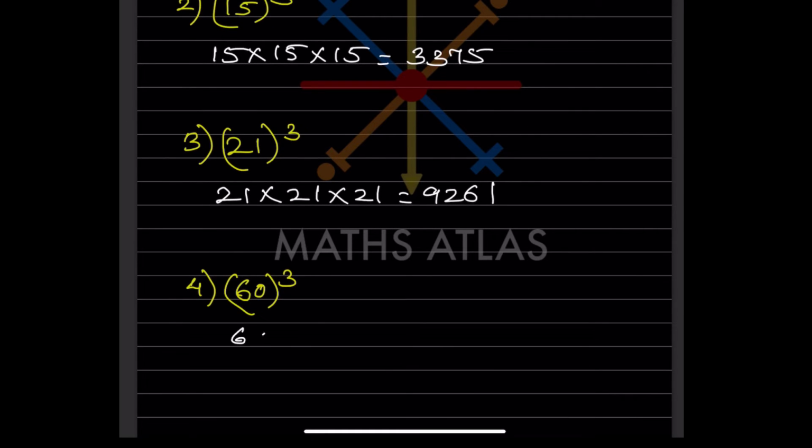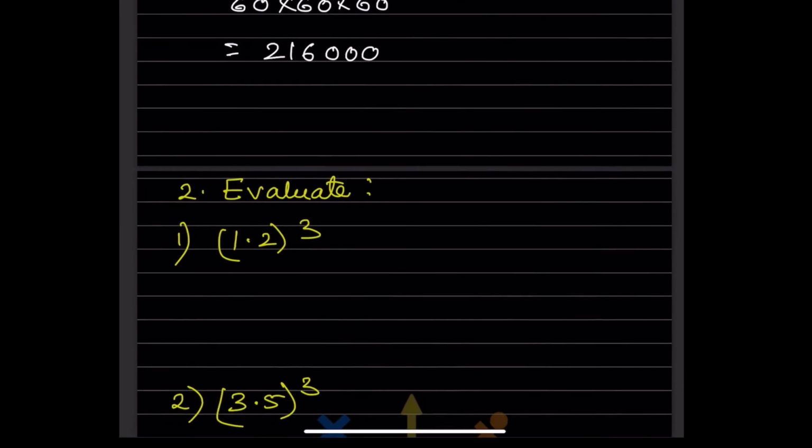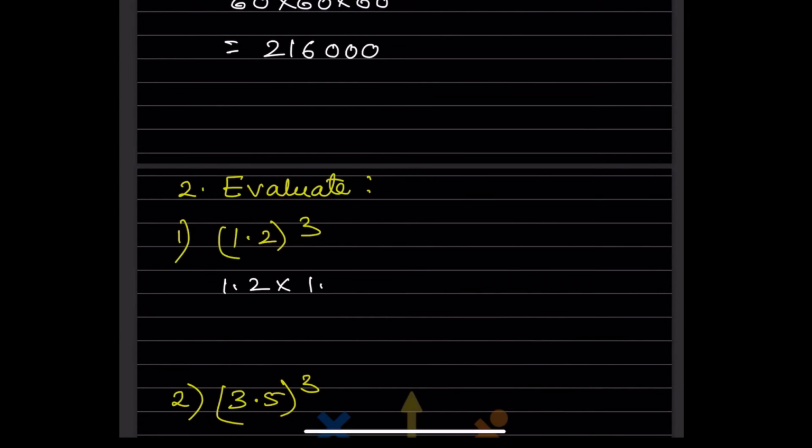Now here 60 into 60 into 60. Now this is easy. You will just count 6 6s are 36 and 36 6s are 216, and you will put 3 zeros. Now you will go for this one, that is 1.2 into 1.2 into 1.2. You can just have a look, that will be 1.728.